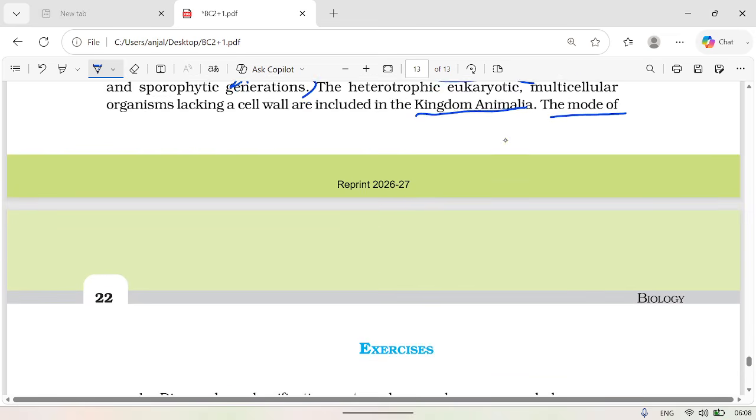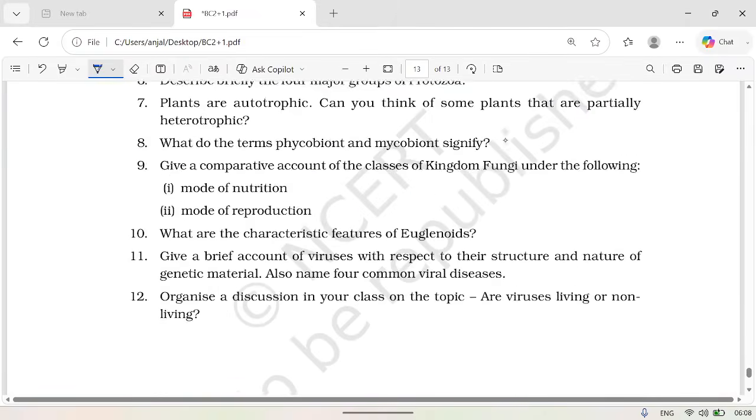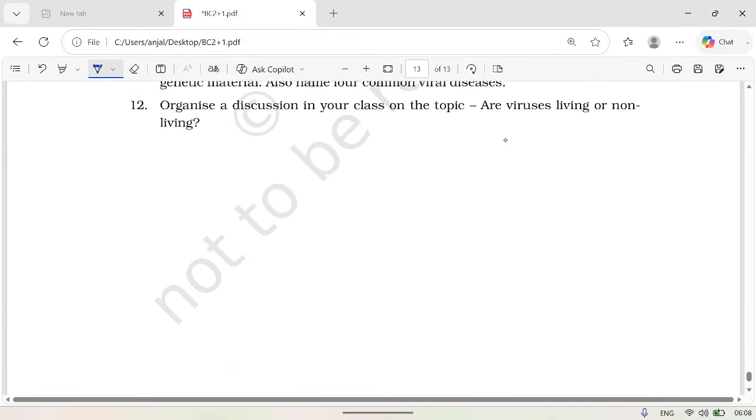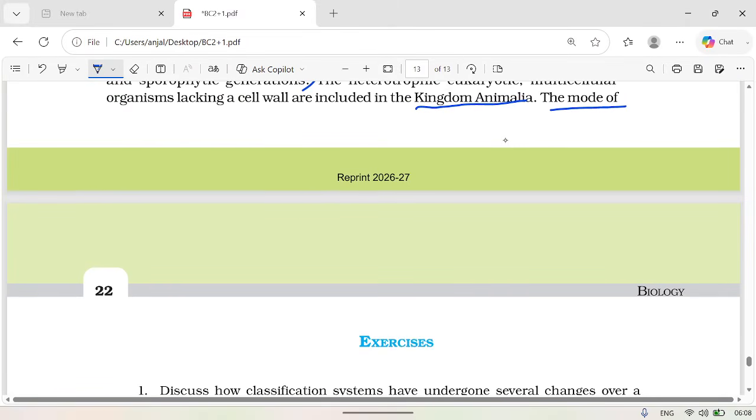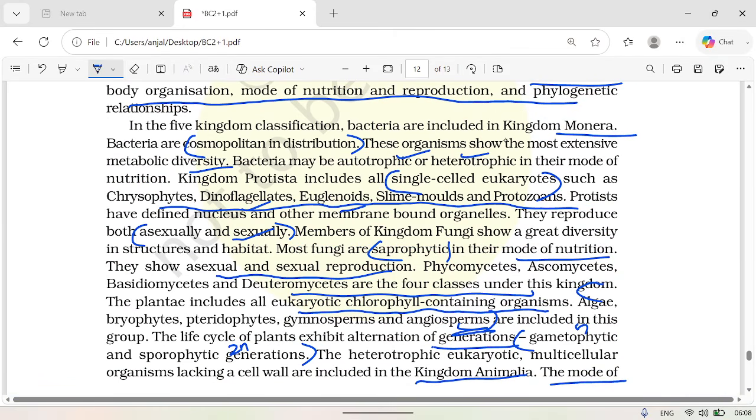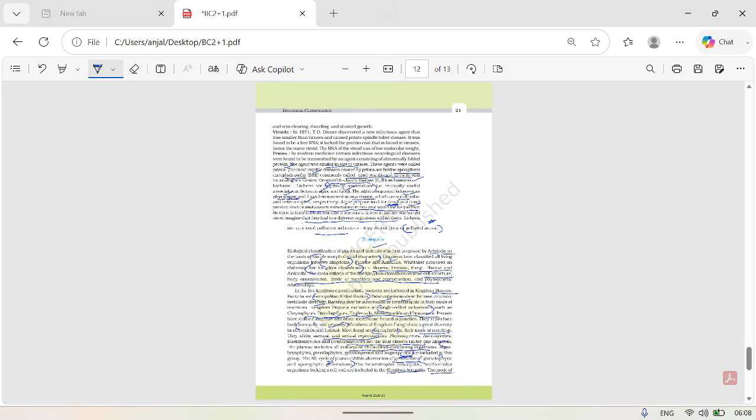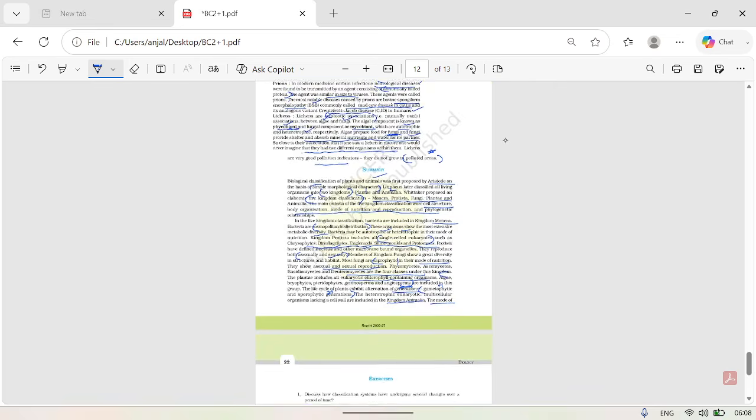I feel like one page is missing. I will upload it in the next class because some continuation lines are not seen here. That's it. So today we have discussed this page of NCERT, and we will discuss the next page in the other class.